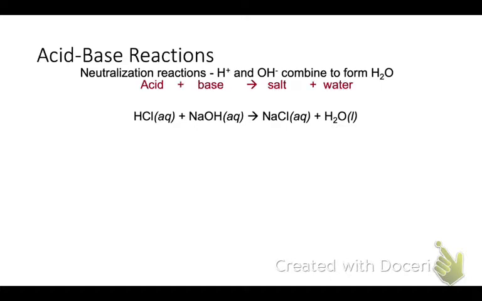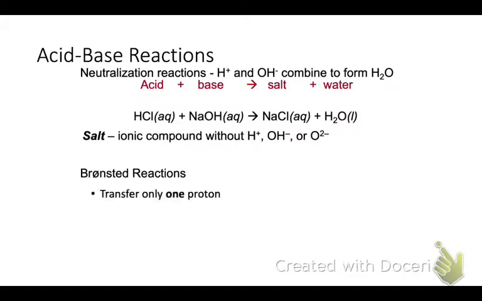Salt is defined as any ionic compound, however, unless it has a hydrogen cation, hydroxide anion, or oxide, because that will not be a salt. These characteristics will make them either acids or bases.